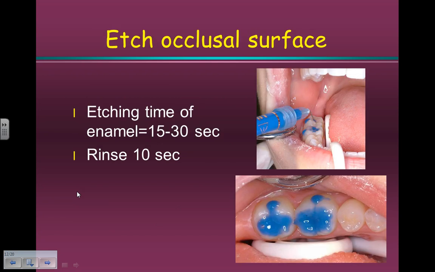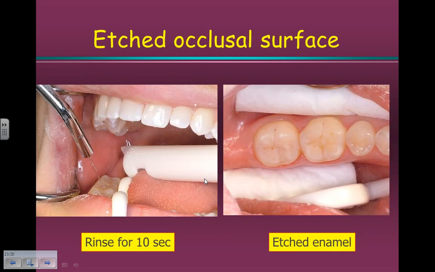We etch the enamel surface for 15 to 30 seconds. We then rinse the etchant off that surface for 10 seconds with an air water spray or with water. And so we rinse the surface off and then dry the surface. The etched enamel will have a frosty appearance. It won't be shiny. This is a micromechanical bonding to this etched enamel surface.